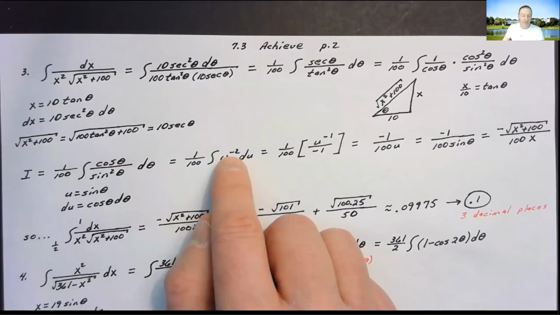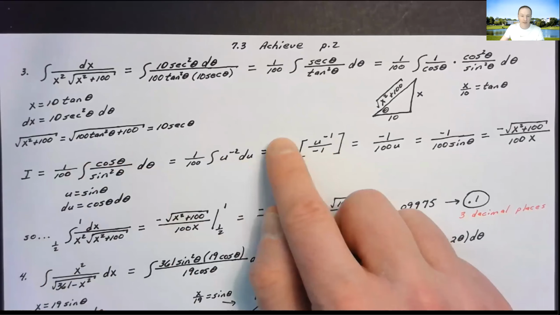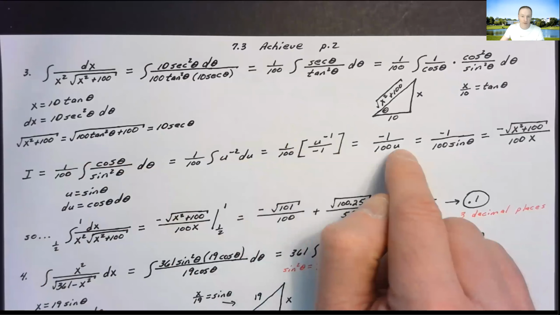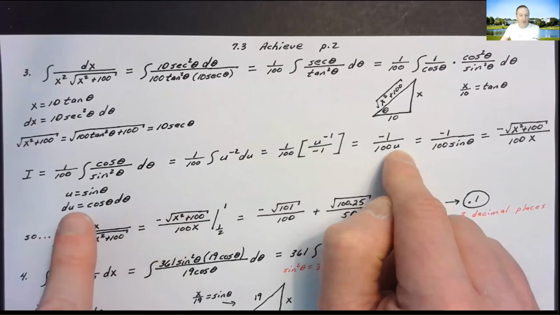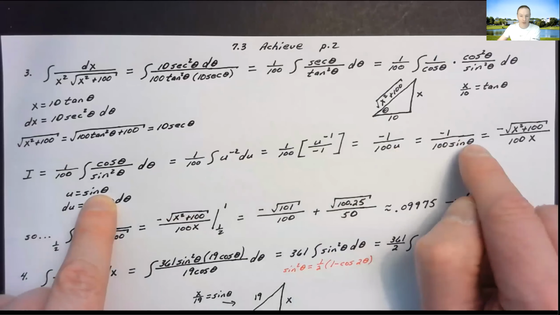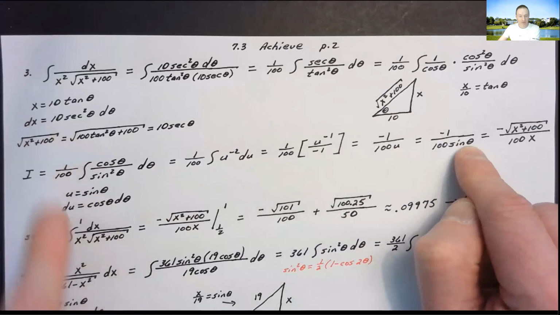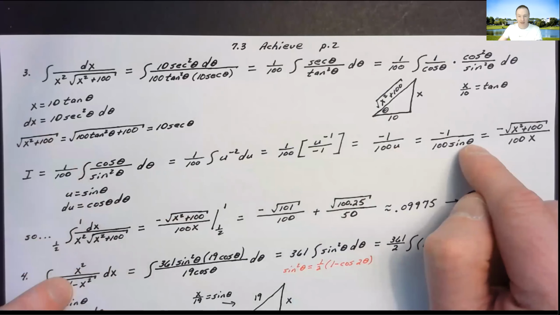We can integrate that by the power rule and call it u to the -1 over -1, which is kind of sloppy. So I would say, well, that's better written as -1 over 100, u to the first. Now that's in terms of u. Well, what if I back substitute? I know u was the sine of theta, so this is equal to -1 over 100 sine theta. Then I back substitute again, because now I need to get rid of that sine theta.